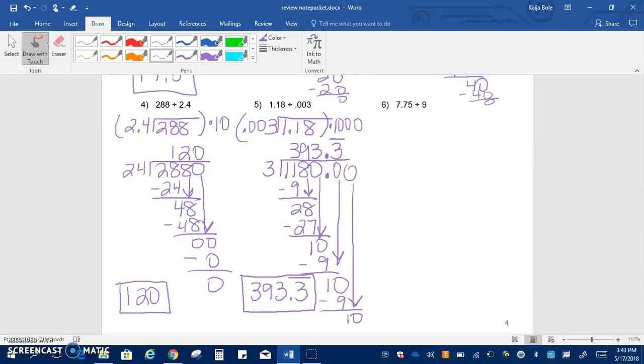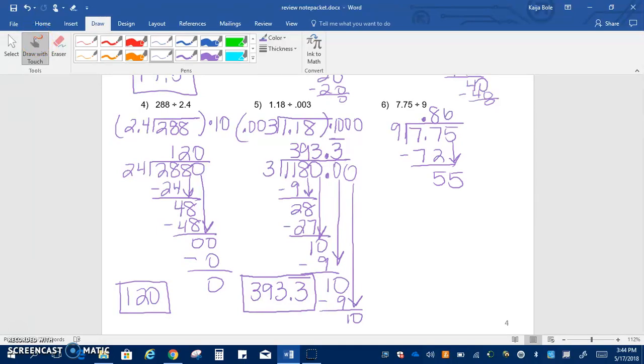And our last one here. So for this one, if you go to set it up, my 7.75 goes on the inside and my 9 goes on the outside. Because I'm not dividing by a decimal, I can just start working. 9 does not go into 7, so I need to bring that decimal straight up, and I'm looking at how many groups of 9 go into 77. That would be 8. So I subtract 72. I'm left with 5. I bring down the other 5. How many groups of 9 go into 55?